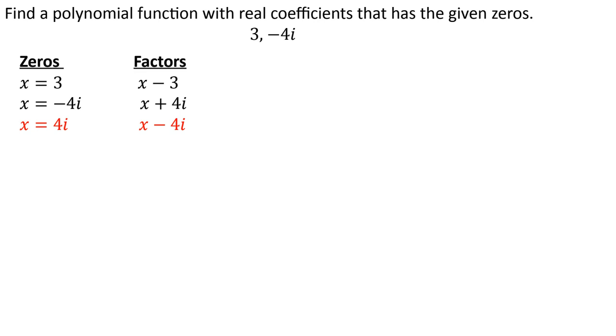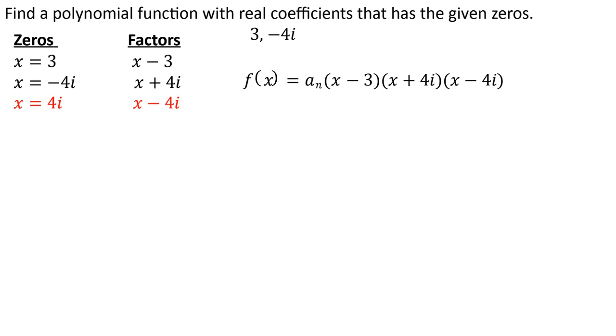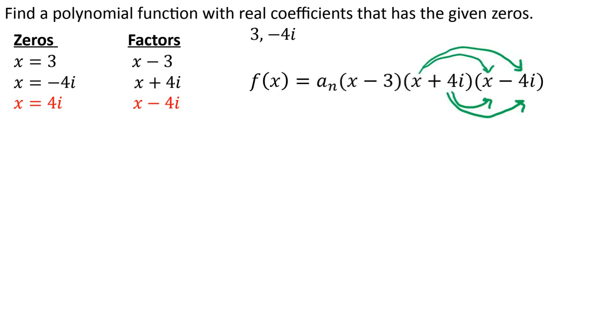Now this a_n right here is because we don't know our coefficient yet. Okay. So again, I said we're going to multiply all the factors together to find the polynomial. Now you have different options to multiply this. You can multiply the first 2 parentheses, but here we're going to multiply the last 2 first, and then at the end we're going to multiply with x minus 3. So we're going to FOIL, distribute.